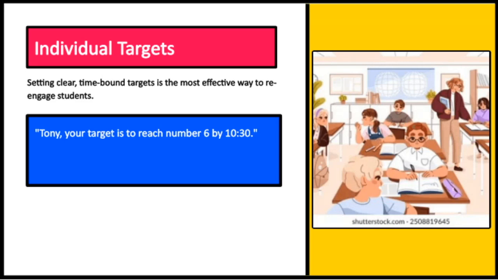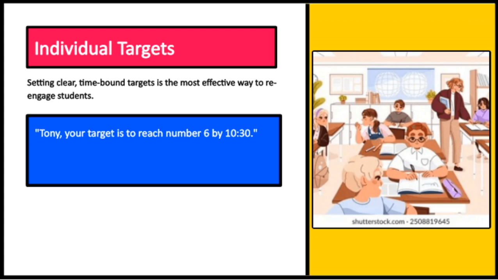Tony, your target is to reach number 6 by 10:30. Setting clear, time-bound targets like this is one of the most effective ways to help students stay focused and motivated. When goals are specific and have a deadline, students know exactly what they need to achieve and by when. It's about creating a sense of urgency and purpose.